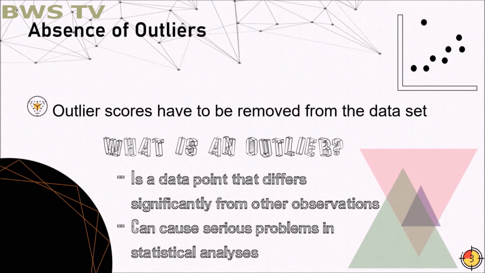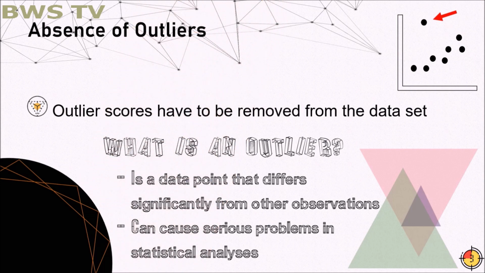So, what is an outlier? It is a data point that differs significantly from other observations and can cause serious problems in statistical analysis. If you look at the upper right corner of this slide, you will see that the data points are close to each other except for one. That one point far from others is what you call an outlier.